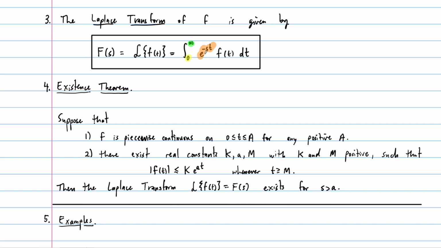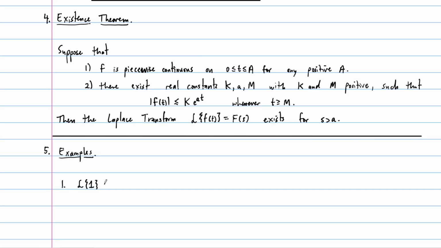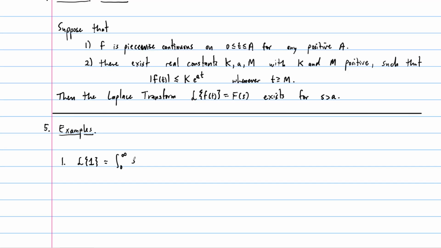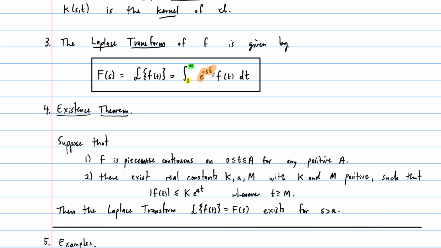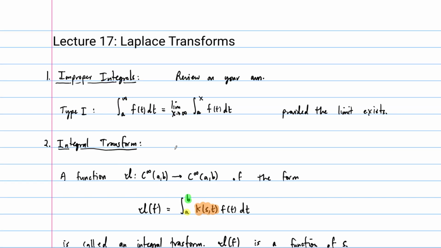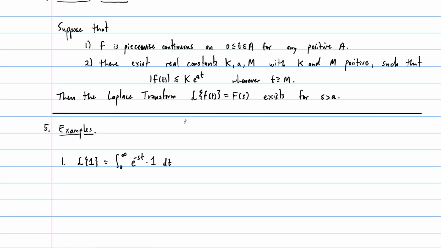According to our definition, we need to integrate from 0 to infinity the kernel function, e to the minus st, the minus is very important, times the function 1, the constant function 1, dt. And we need to use the definition from back up here of the improper integral. So we have to treat the improper integral properly and make sure that we use this limit definition to actually compute this.